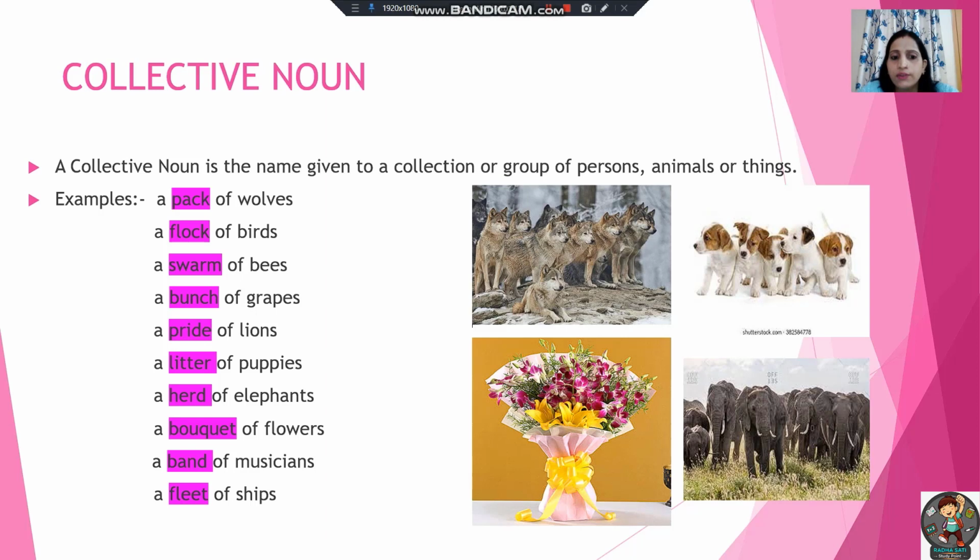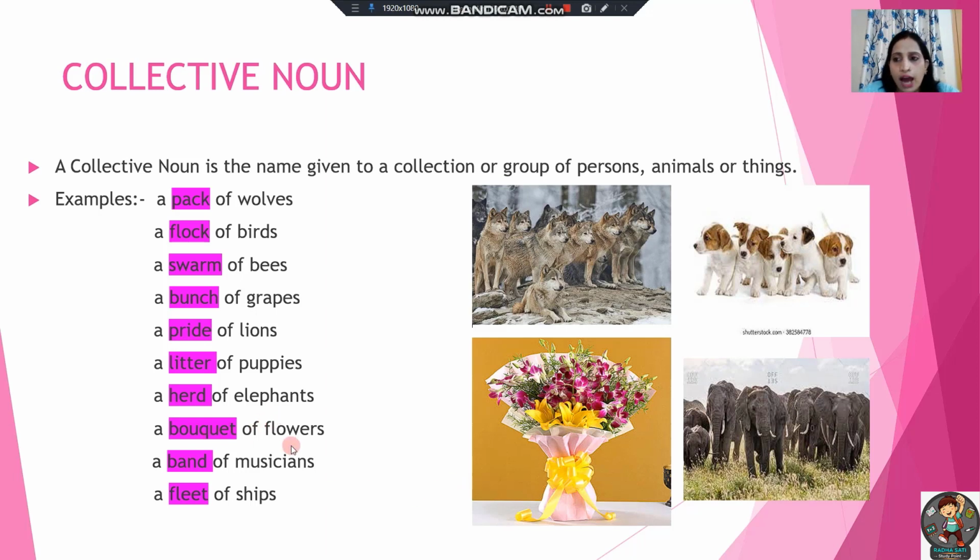So, the collective noun for grapes will be bunch. Now, a pride of lions, a litter of puppies. You can see in this picture, there are so many puppies. So, we can say that this is a litter of puppies. Now a herd of elephants. In this picture, there is a group of elephants, or the collective noun we can use will be herd.